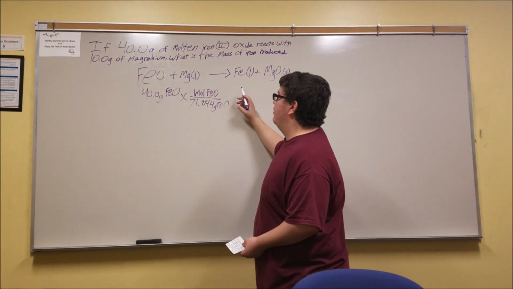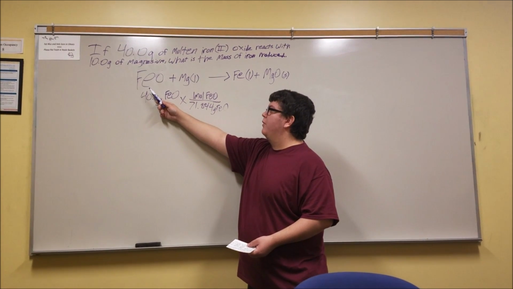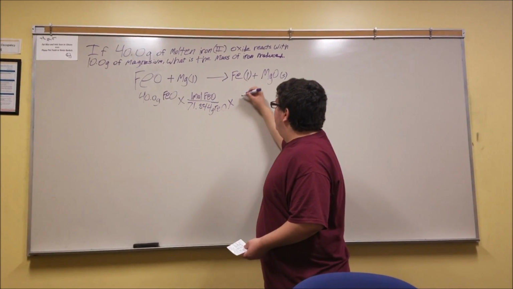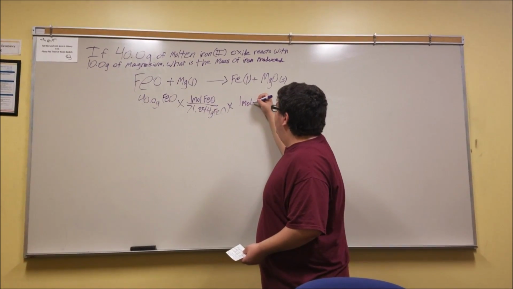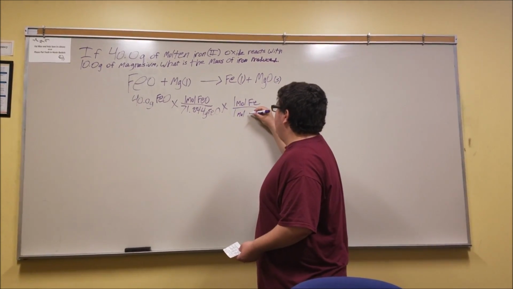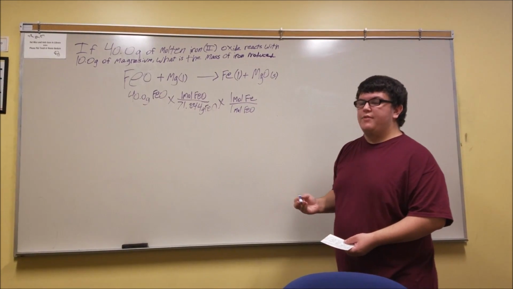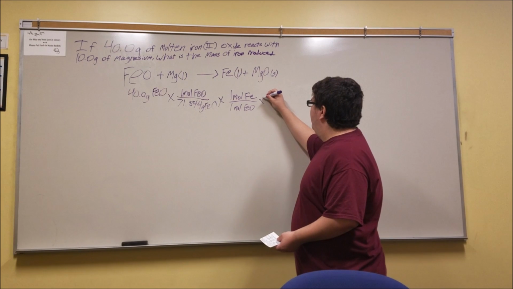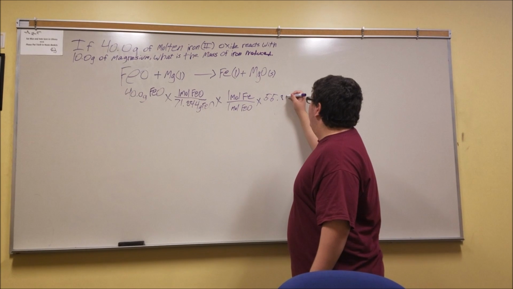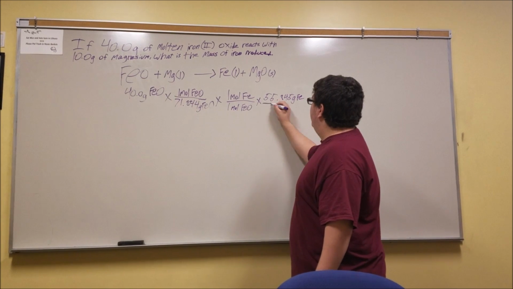Next, we have to find the ratio between iron oxide and iron, which can be found from the equation, where 1 iron oxide would yield 1 iron. So you would multiply that by 1 mole of iron over 1 mole of iron oxide. And next we just have to get it into grams of iron, which is finding the molar mass of iron, which happens to be 55.845 grams of iron is 1 mole of iron.